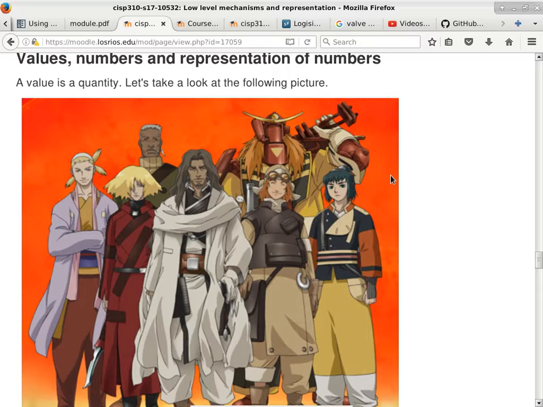There are 7, okay? If I show this picture to someone who does not speak English at all, do you think that person will still understand the concept of the quantity 7? Yes, and that person will probably tell me the value 7 in some other language, in some other representation. Is that okay? All right.